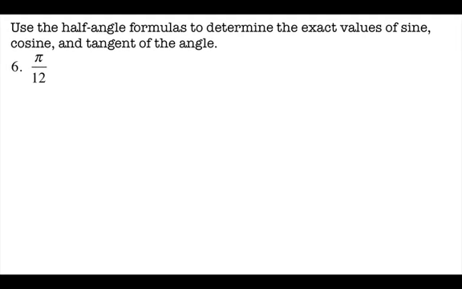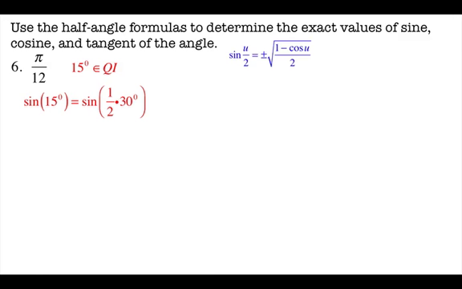This is number 6. We need to use the half angle formulas to find sine, cosine, and tangent. First thing we're going to do is we're going to see that pi over 12 is equal to 15 degrees, and I know that this is in quadrant 1. So this angle is in quadrant 1. So to compute sine of 15, using the half angle formula, 1/2 times 30, I apply the formula that you see there. Notice that since 15 is in quadrant 1, I am going to be using the positive expression.